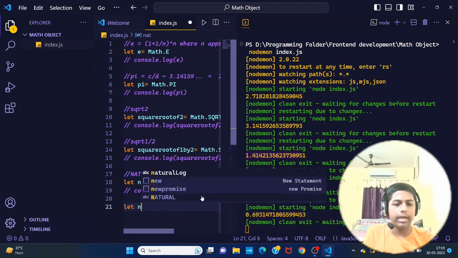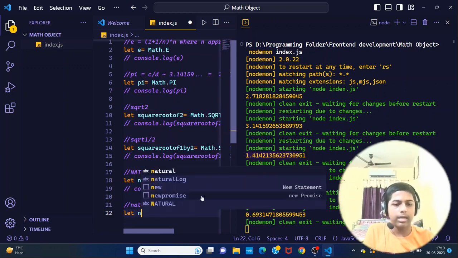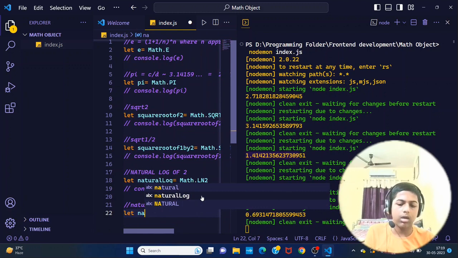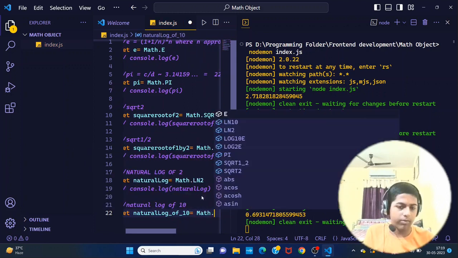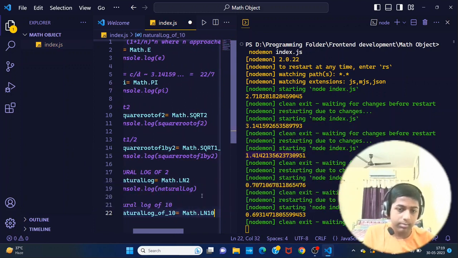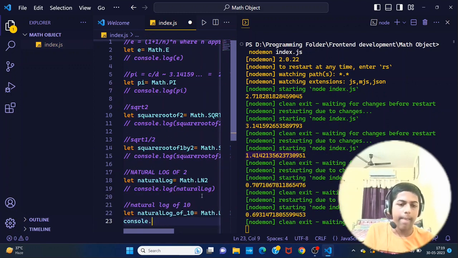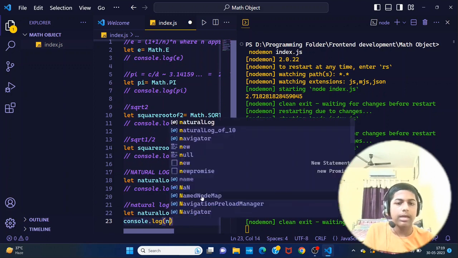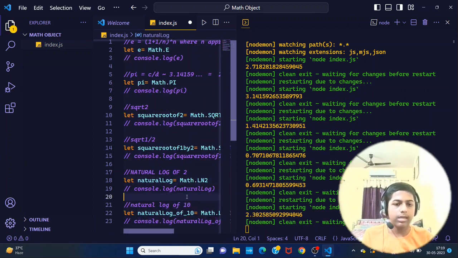Then natural log. Let's say natural log of 10. Let's say ln10 is equal to Math.LN10, Math.ln10. Let's say console.log of natural log of 10, and you will get something like 2.302. So this is a mathematical constant.